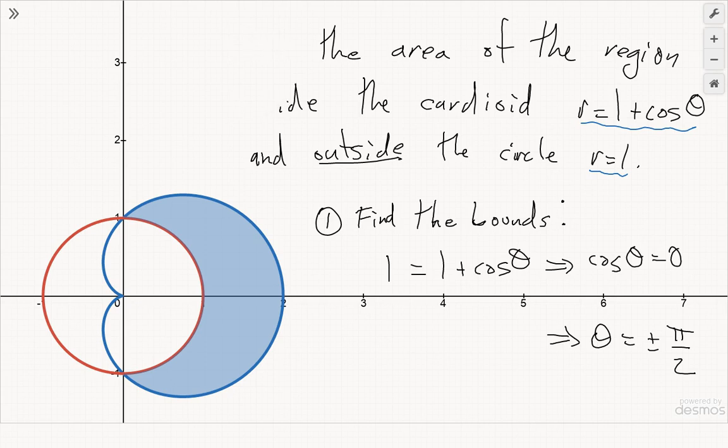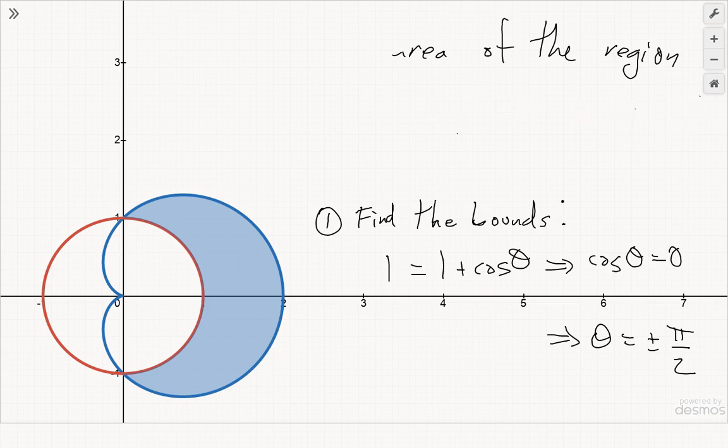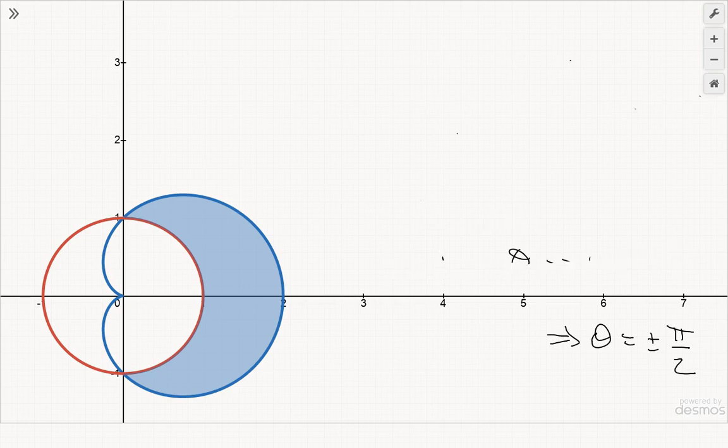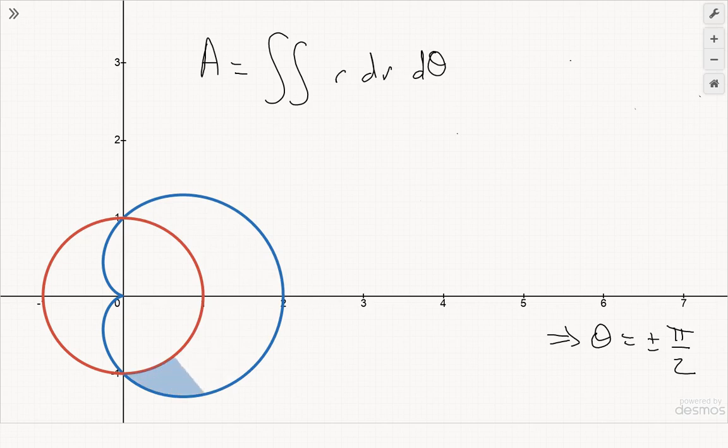So if we integrate, all we need from here is the theta. Okay, so if we integrate r, and we'll integrate in the order dr d theta, so that looks like this, then our bounds for theta will be negative pi over 2 and pi over 2. And our bounds for r are, so r is always going from 1 to 1 plus cos theta.